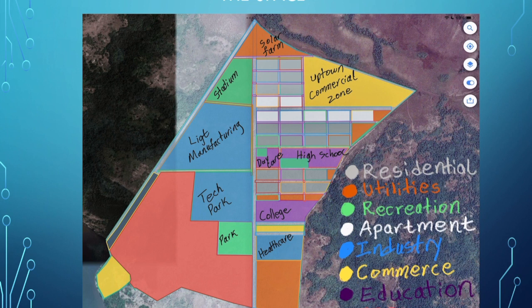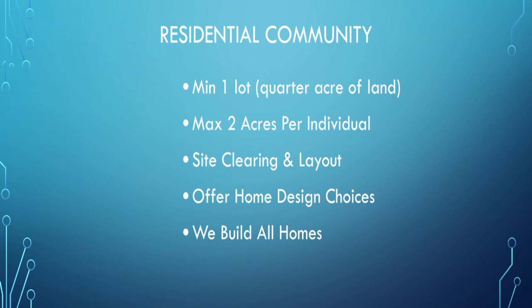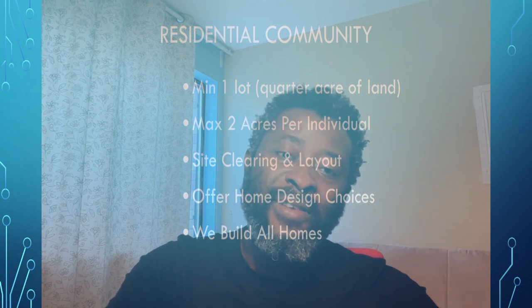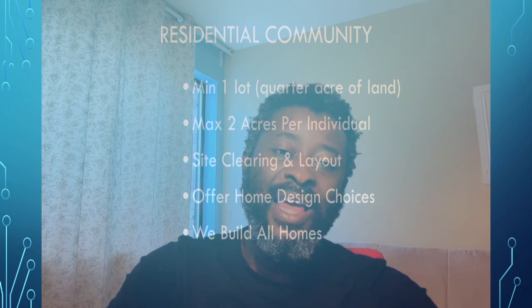So let's talk a little bit more about the residential community, because I've gotten a lot of questions about how we can get property in a residential community. Well, the first thing to note is that the minimum size of property you can acquire in a residential community is 1 lot, and 1 lot is equivalent to a 1/4 acre of land. The maximum you can acquire per individual or household is 2 acres of land. We put this upper limit in order to have enough room available for diverse people to live in Xity.